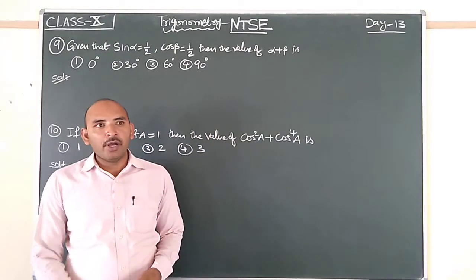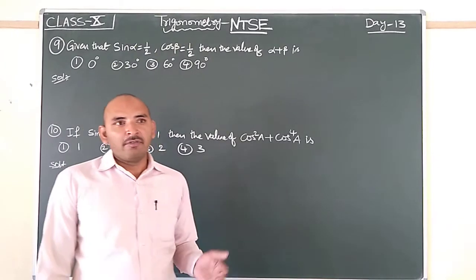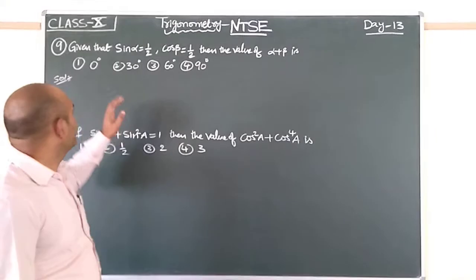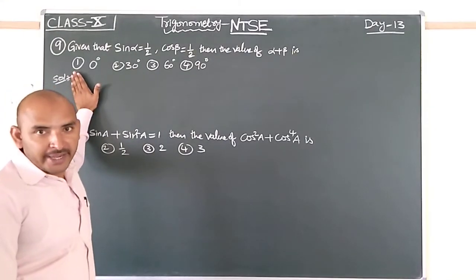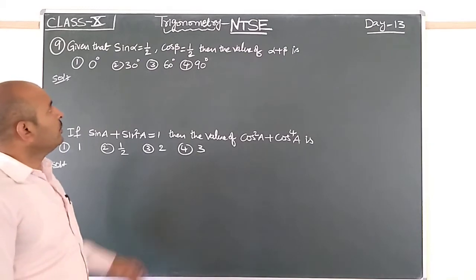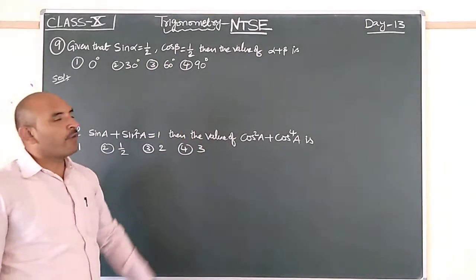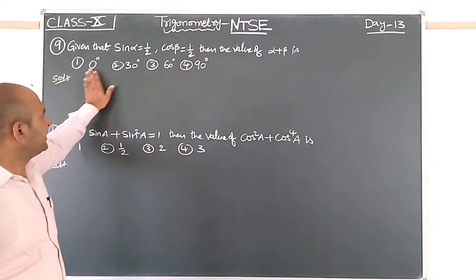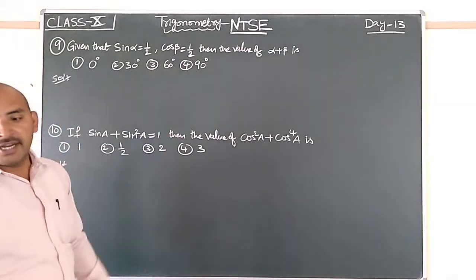In this video, I'm going to explain further problems, trigonometry NTSE problems. So now, question number 9. Given that sin alpha is equal to 1 by 2, cos beta is equal to 1 by 2, then the value of alpha plus beta is: first option 0 degrees, 30 degrees, 60 degrees and 90 degrees.